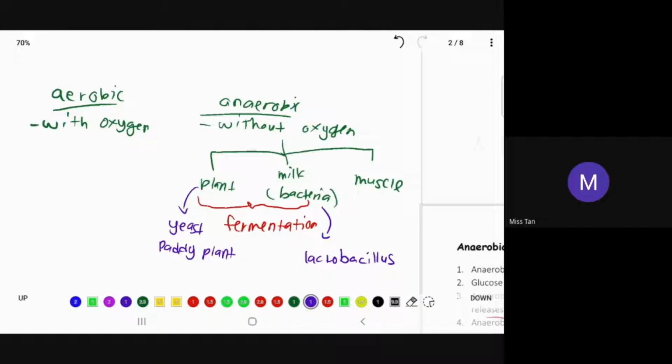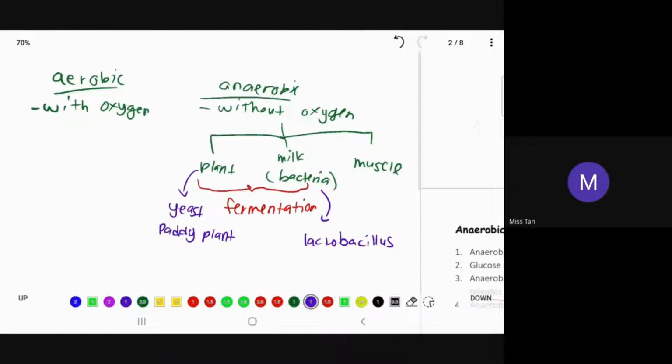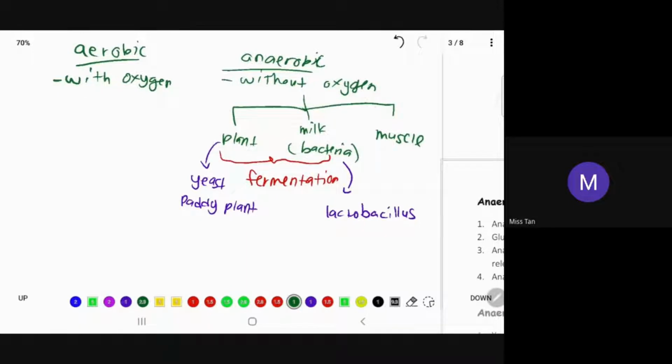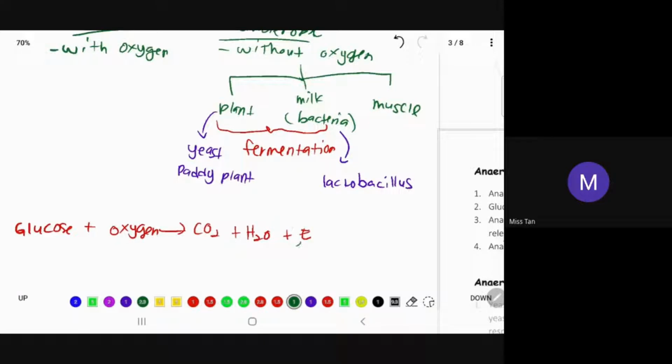Now, the general terms of cellular respiration, I'm talking about aerobic respiration, is glucose and we are using oxygen. So what's the purpose of breathing? Actually, to get energy from the food. We want to use the oxygen to break the food into energy, so we produce carbon dioxide, water, and energy. Energy cannot be seen. So where does the energy go? It has to be stored in the form of ATP, a kind of molecule.